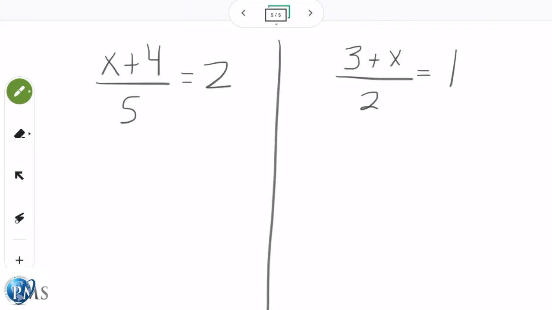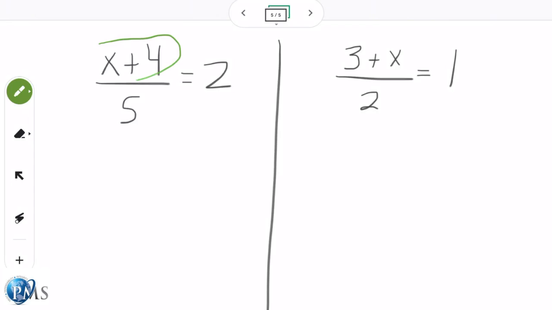Just a couple more examples here to follow up on our work with two-step equations. We haven't seen problems like these before, but they're also two-step equations. They're not really any more difficult. They just look a little bit different.